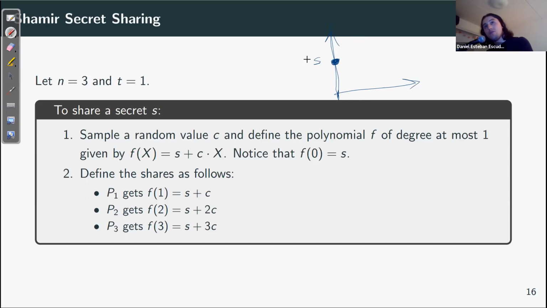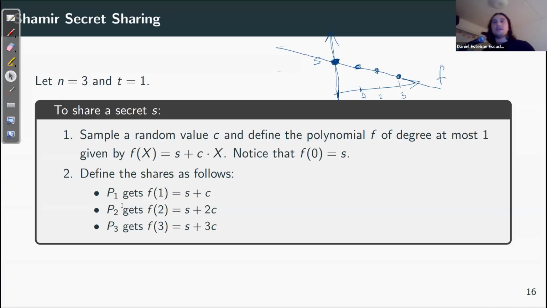You choose it at random among all the possible slopes. Let's say I choose this one, and this is your polynomial f. And the shares that P1, P2 and P3 will get are the following. P1 gets the polynomial evaluated at 1, so P1 gets essentially this point here. P2 gets this point here, and P3 gets this point here. And the secret is at the coordinate 0. Okay, this is how Shamir secret sharing works.